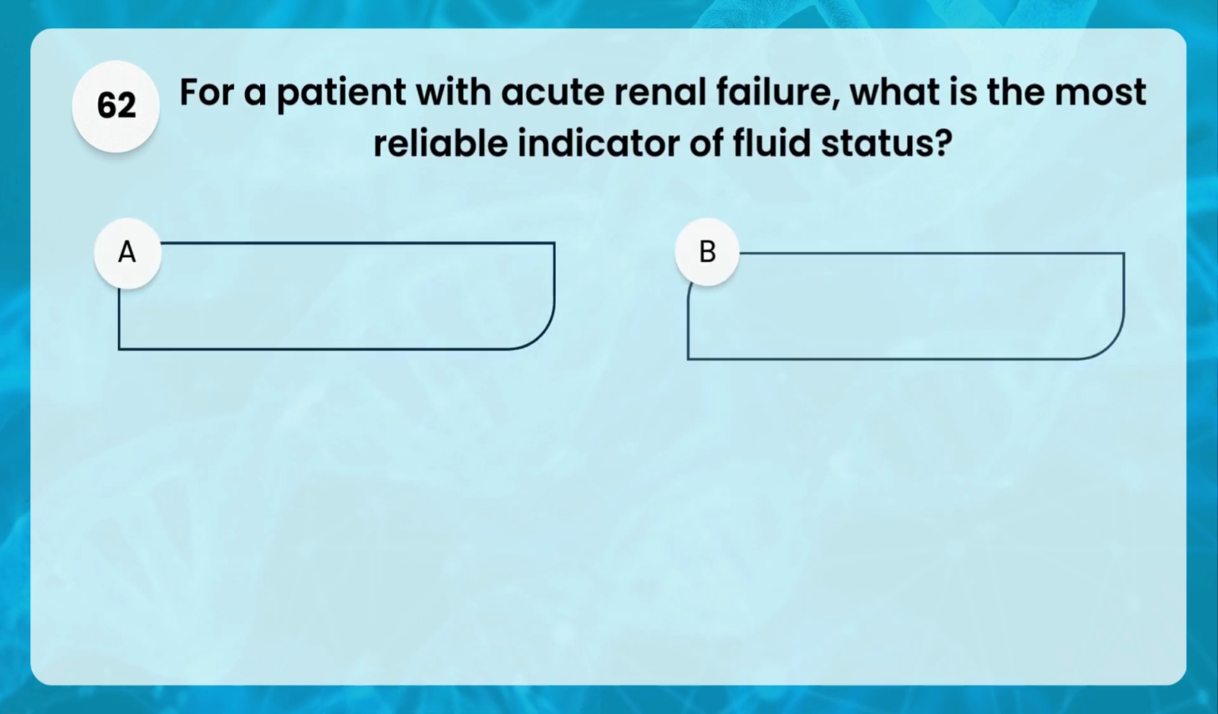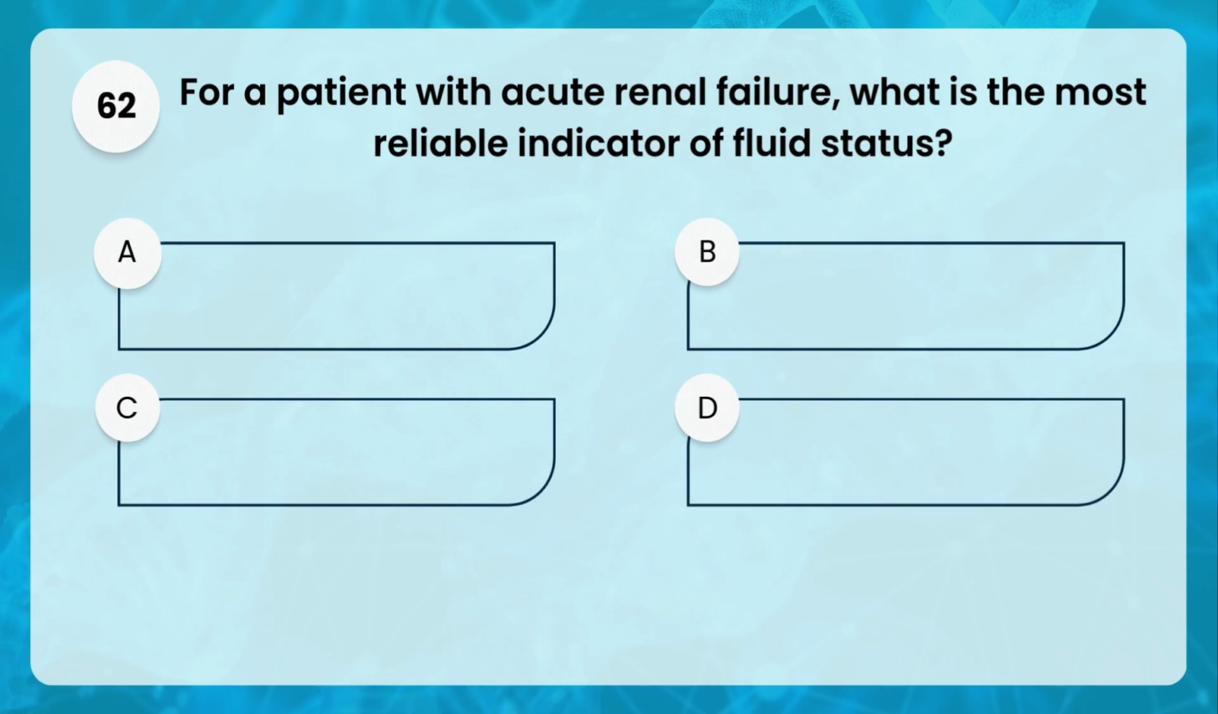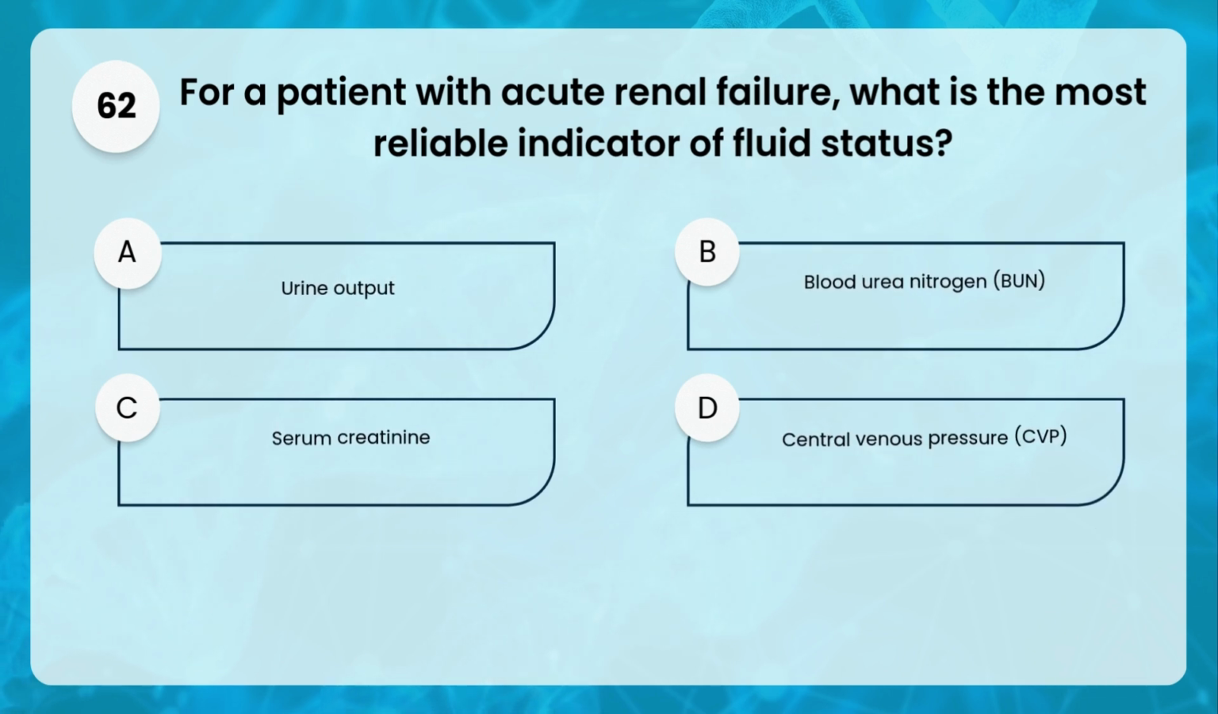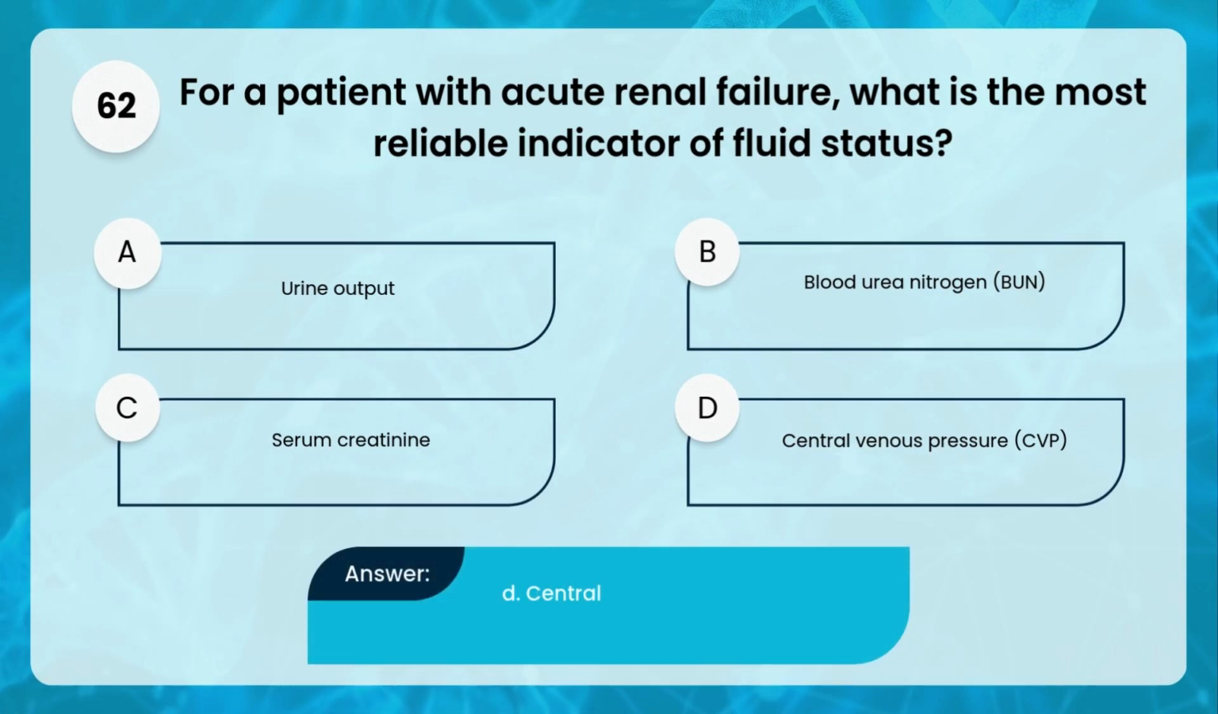Number 62. For a patient with acute renal failure, what is the most reliable indicator of fluid status? A. Urine output. B. Blood urea nitrogen, BUN. C. Serum creatinine. Or D. Central venous pressure? The answer is D. Central venous pressure.